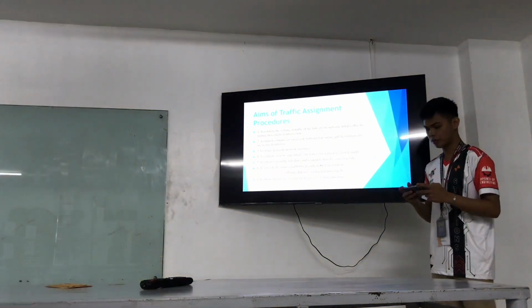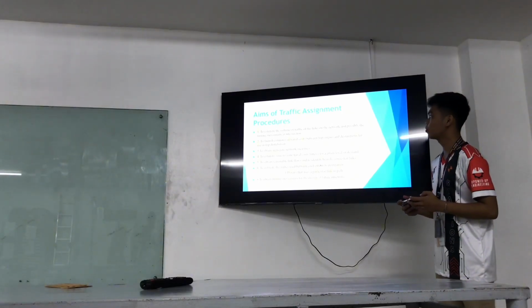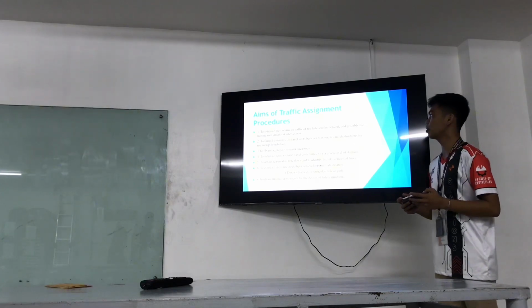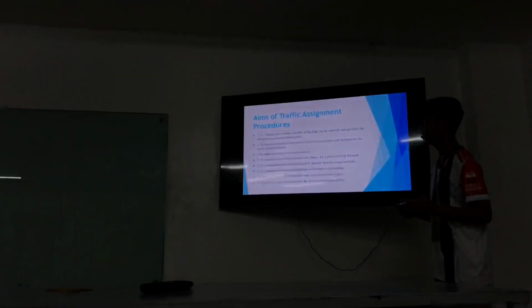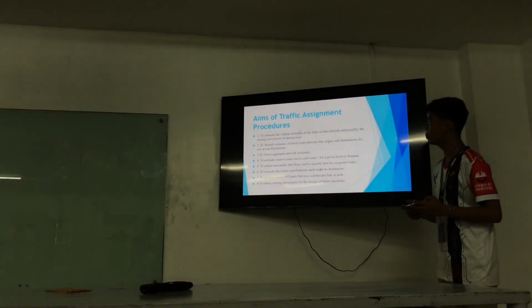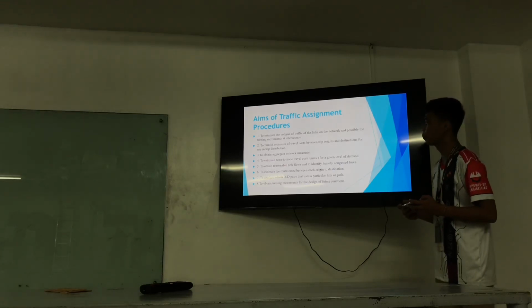Here are the aims of traffic assignment procedures. First, to estimate the volume of traffic of the links on the network and possibly the turning movements at intersections. To furnish estimates of travel costs between trip origins and destinations for use in trip distribution. To obtain aggregate network measures.